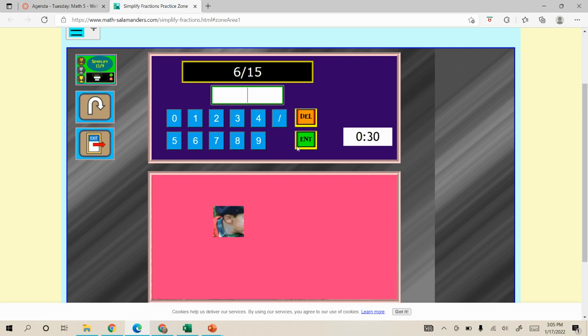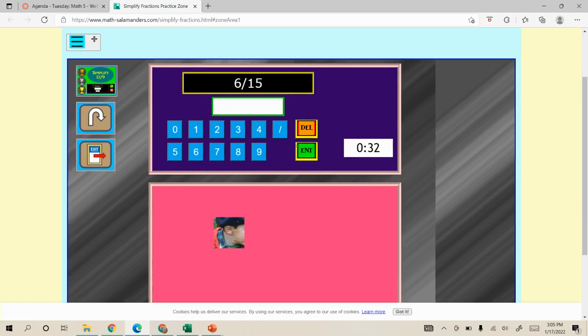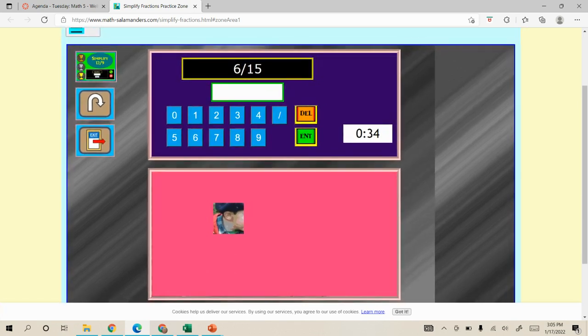Now, 6/15, and I don't know if I can draw on here. Can I draw on here? I cannot. So 6/15, thinking about the greatest number that would go into both, I think it's 3. So 6 divided by 3 is going to be 2, and 15 divided by 3 is going to be 5. So 2/5 will be my answer. Now, let's see what happens if I get this one wrong. I'm going to just type in 6/18. If I get it wrong, it tells me I got it wrong, and then it gives me a different one.